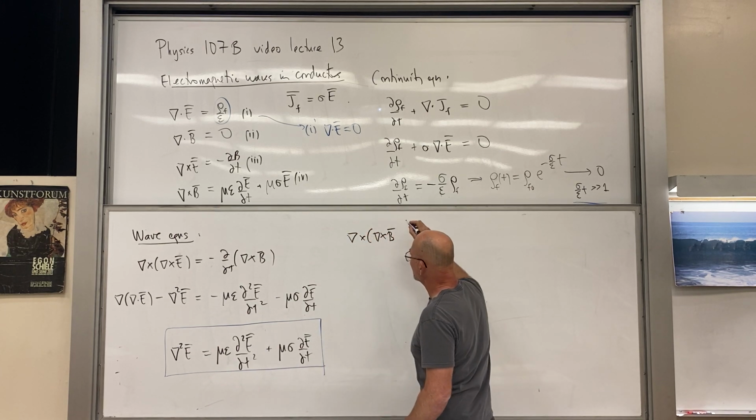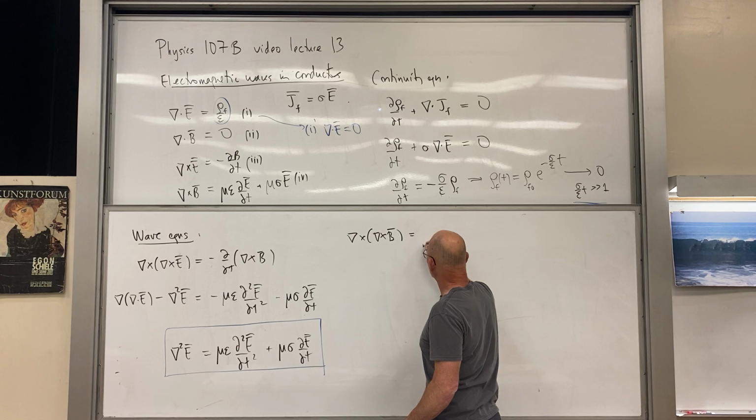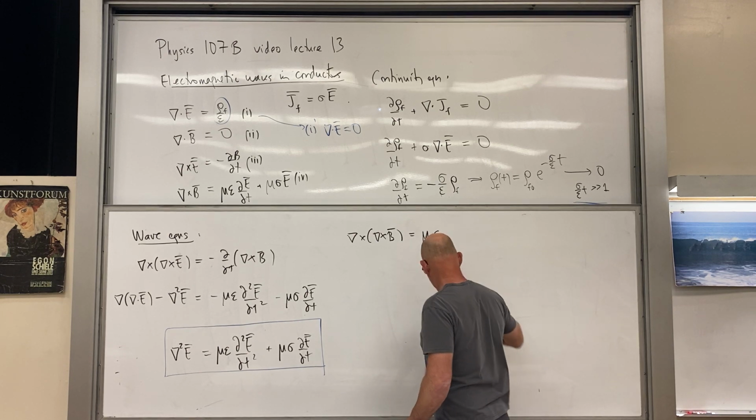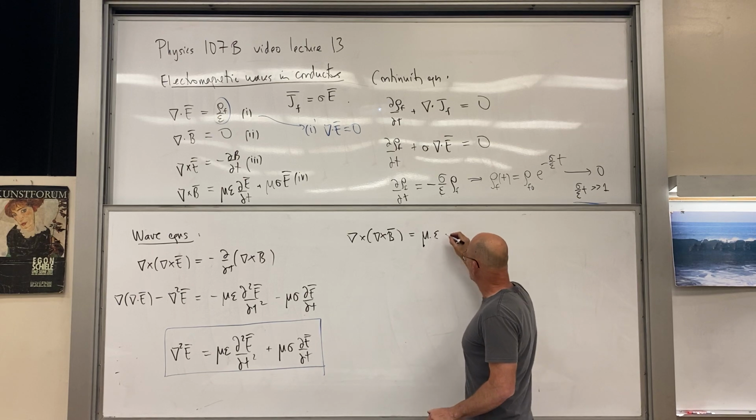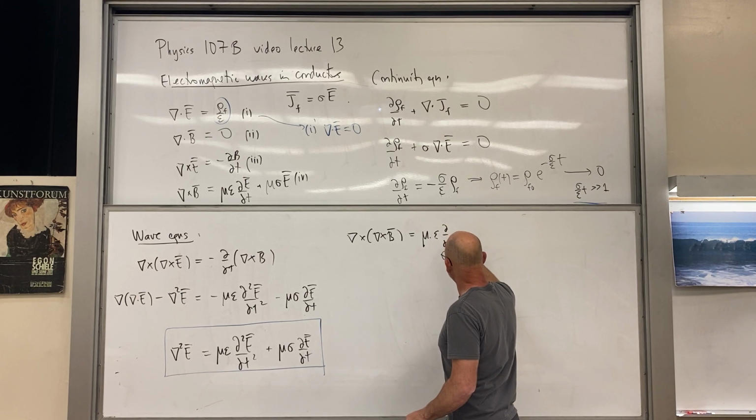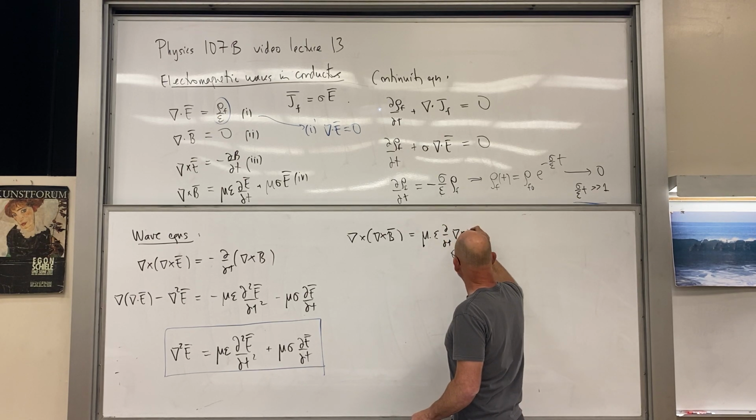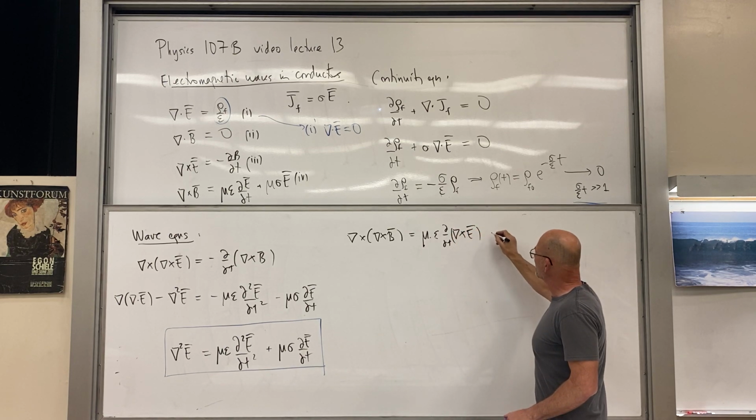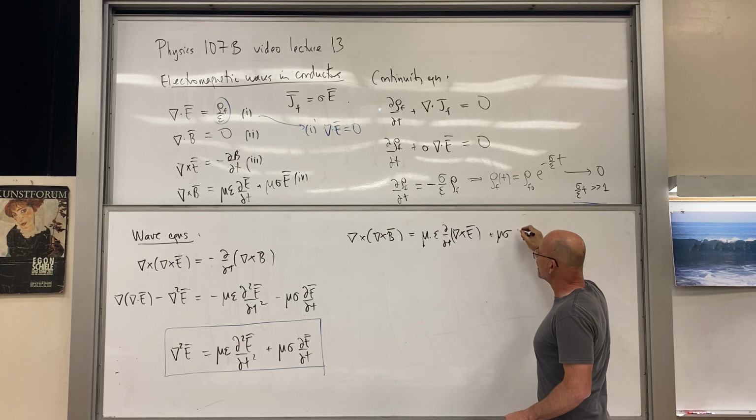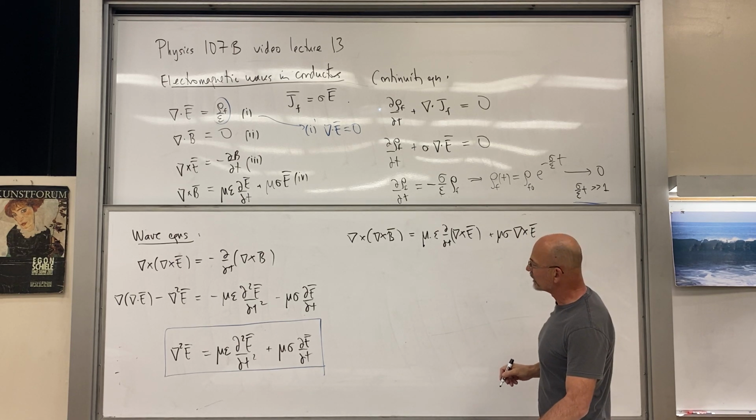Curl of B equals, not just mu, d dt curl of E plus mu sigma curl of E, and then we substitute from the other equation.